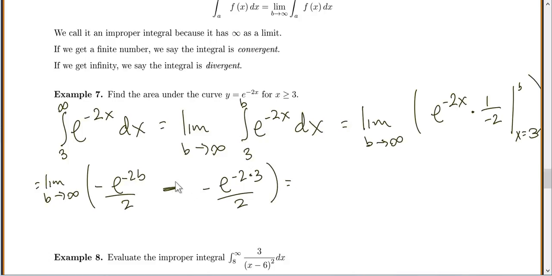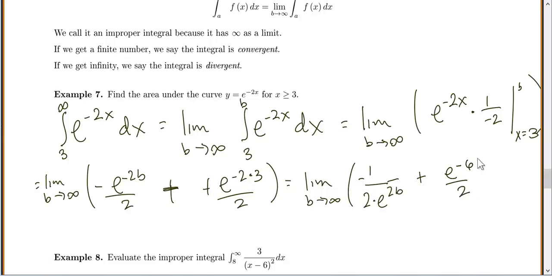Okay, let's see what we can do here. These will become positives, or plus. This e to the negative 2b, let's rewrite this as negative 1 over 2 times e to the 2b. With that negative exponent, we move it to the bottom, plus e to the negative 6 over 2. And we can go ahead and move that to the bottom as well. So 1 over 2 times e to the 6.